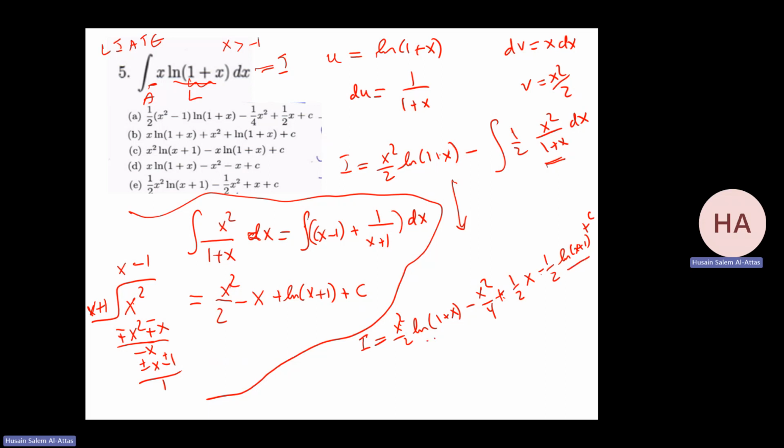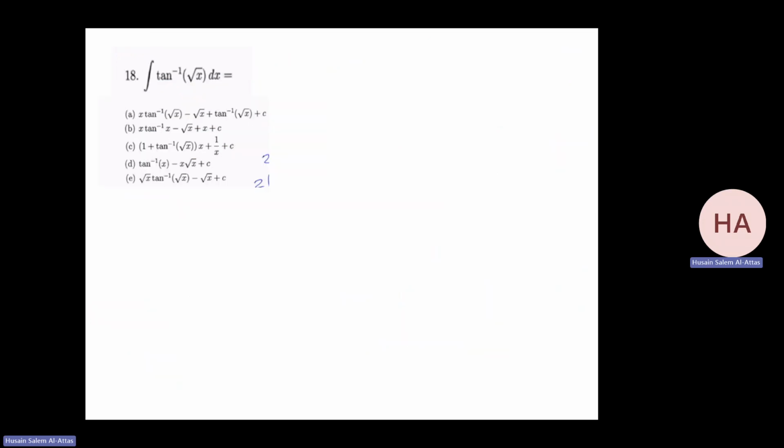And notice this is ln x plus 1. I can take it as a common factor, and half also. Half ln 1 plus x times what? x squared minus 1 minus x squared over 4 plus half x plus C. So I have this: half x squared minus 1 ln 1 plus x minus 1 over 4 x squared plus half x plus C. Yes.